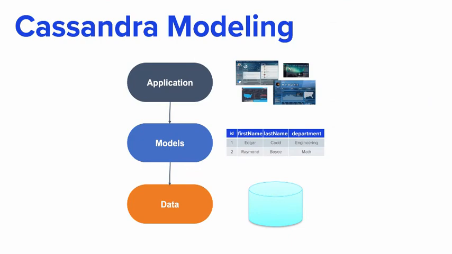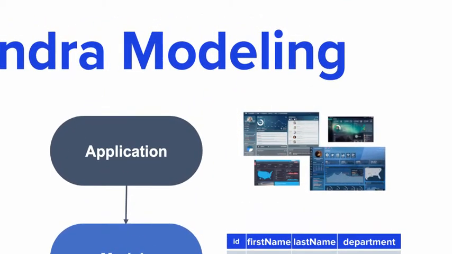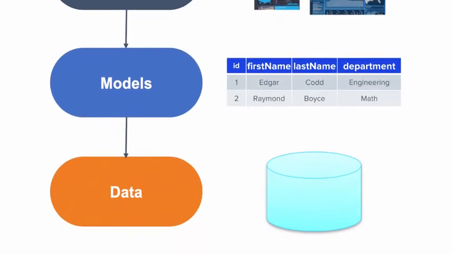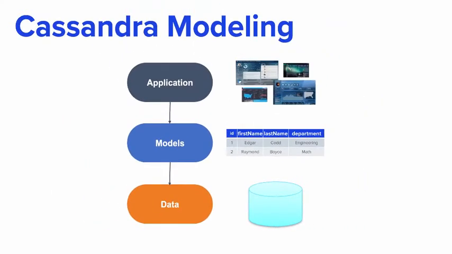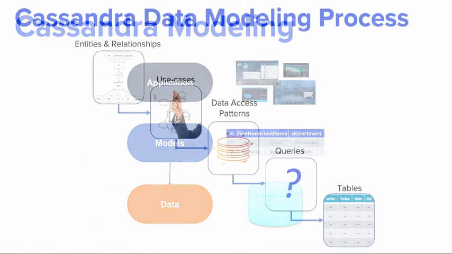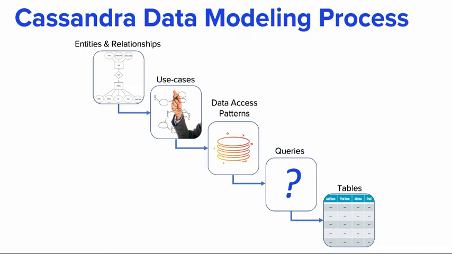Cassandra Data Modeling works in almost the opposite way. You start by looking at the needs of your app to determine your queries. Then you create models and identify data to support those queries. Since this might be a different way of thinking about your data, we have a 5-step recipe to help you.